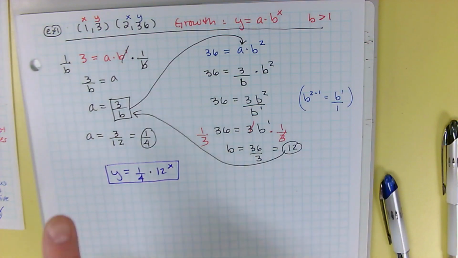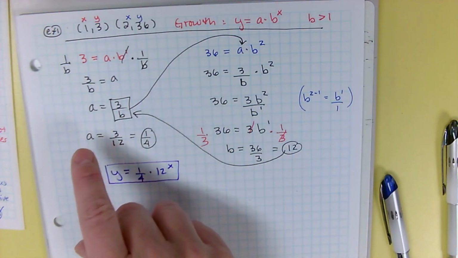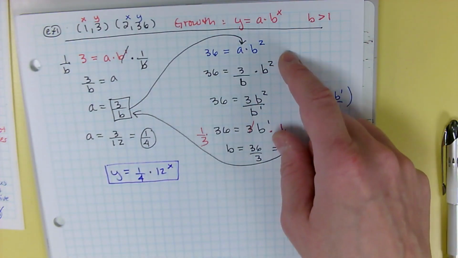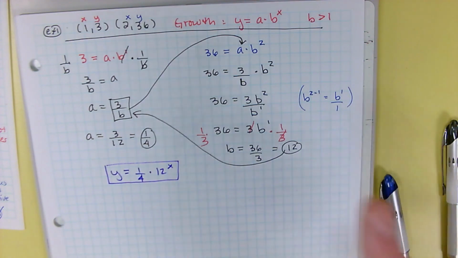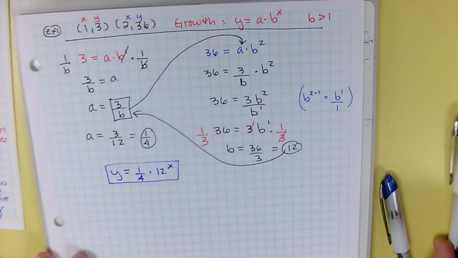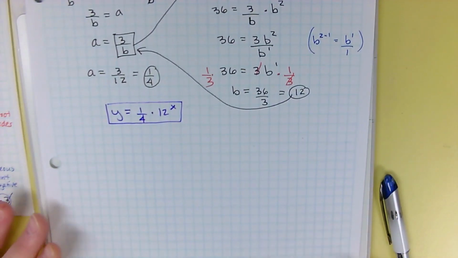Basic substitution. Solve one equation for one variable, substitute it into the other one, solve it for your first answer, take your answer, go back to the first equation and get your second answer. All right, we're going to do one more of these.